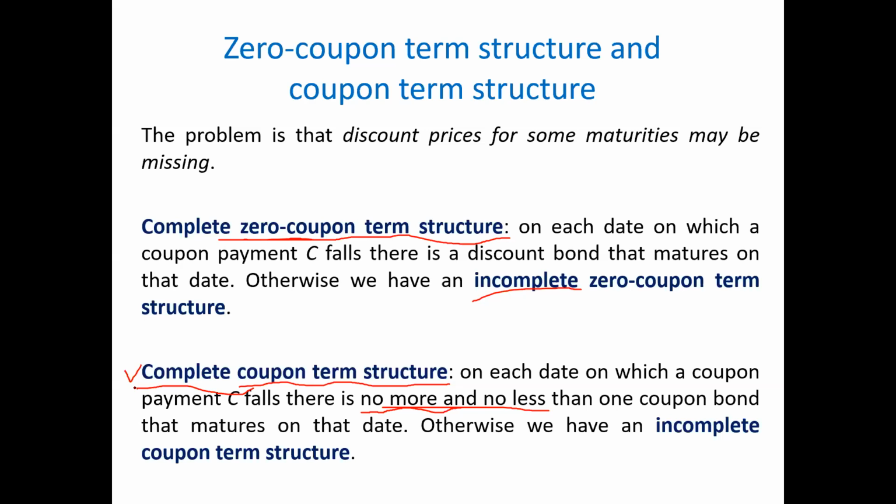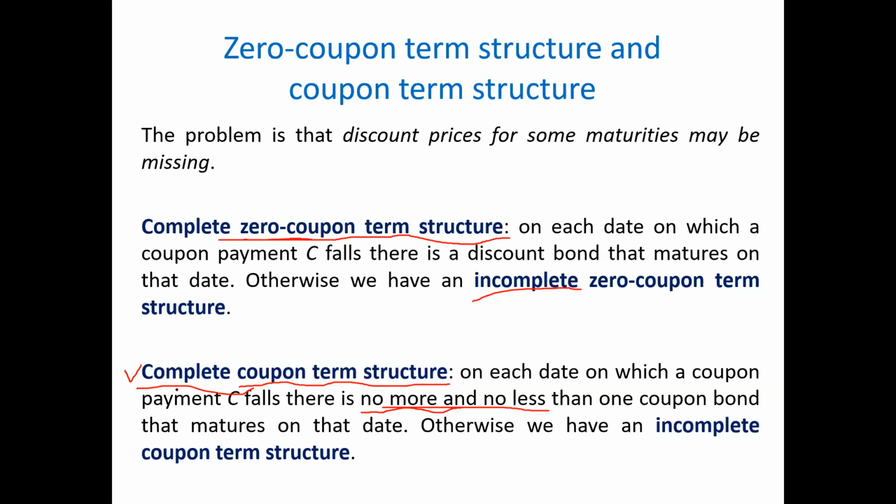So it's really easy, and if you are interested, then you just read chapter 10, I think. So anyway, we will not spend time on this. We will move further. So assume that if there is a complete coupon term structure, you can easily reconstruct, you can create complete zero coupon term structure.